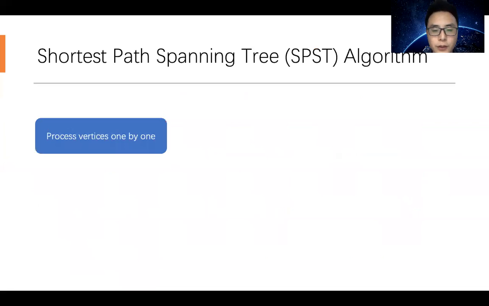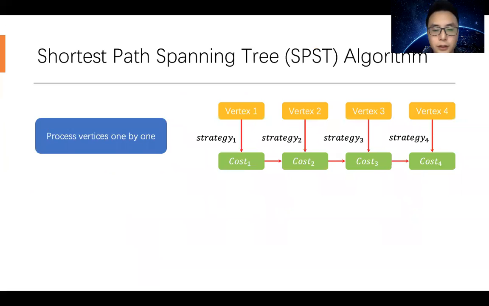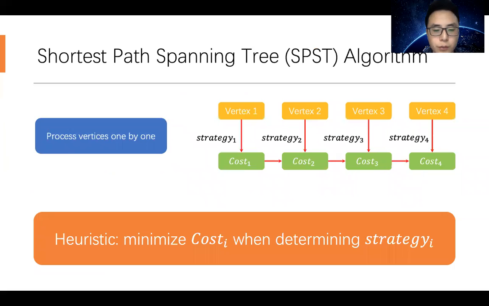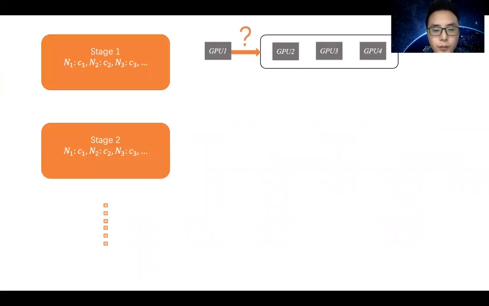Given the cost model, we design a shortest path spanning tree algorithm to determine the strategy for each vertex. The idea is that we incrementally process the vertices one by one. So the heuristic here is that we try to minimize the aggregated cost when deciding the strategy of a vertex. So when we process a vertex, we know the strategy of previous vertices, which means we know the cost of different links at each stage in the cost model.